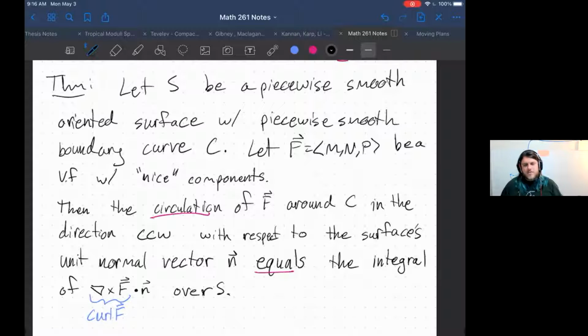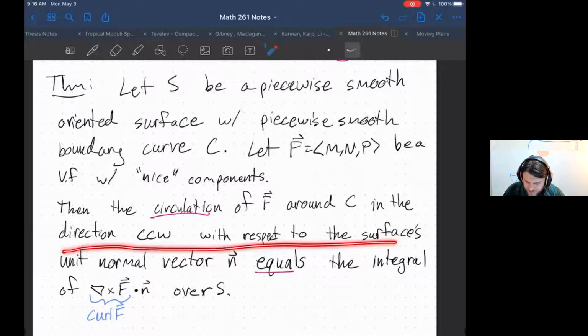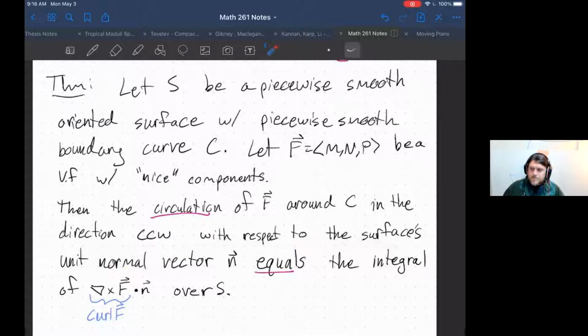This is what it would be written out in words, and I think this is still useful to write out because of this part right here: the direction counterclockwise with respect to the surface's unit normal vector. Depending on what you assign to be the unit normal vector, you want to take the counterclockwise direction with respect to that. Or if you pick a counterclockwise direction, that forces you to pick an appropriate normal vector.